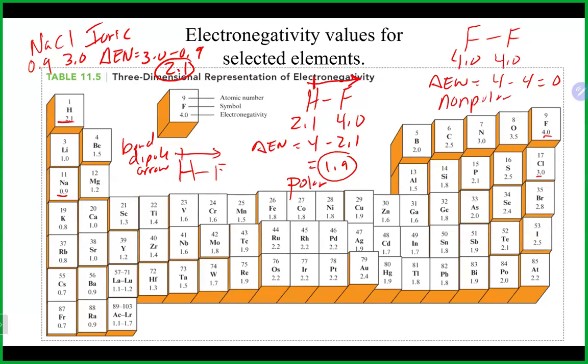You do need to know, though, the general trend in electronegativity, increasing to the right and decreasing down to the left, but you don't have to memorize actual numbers.